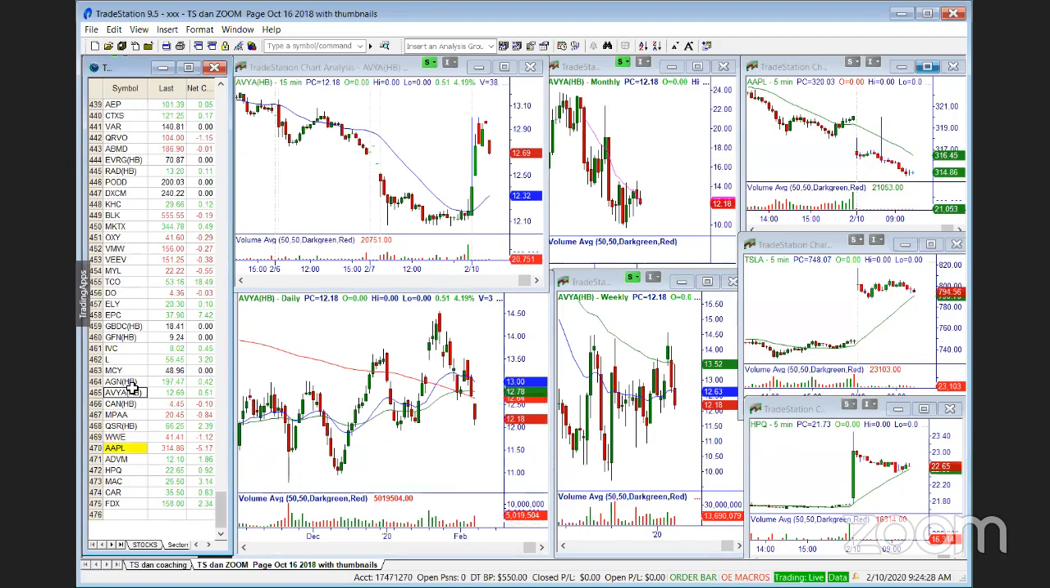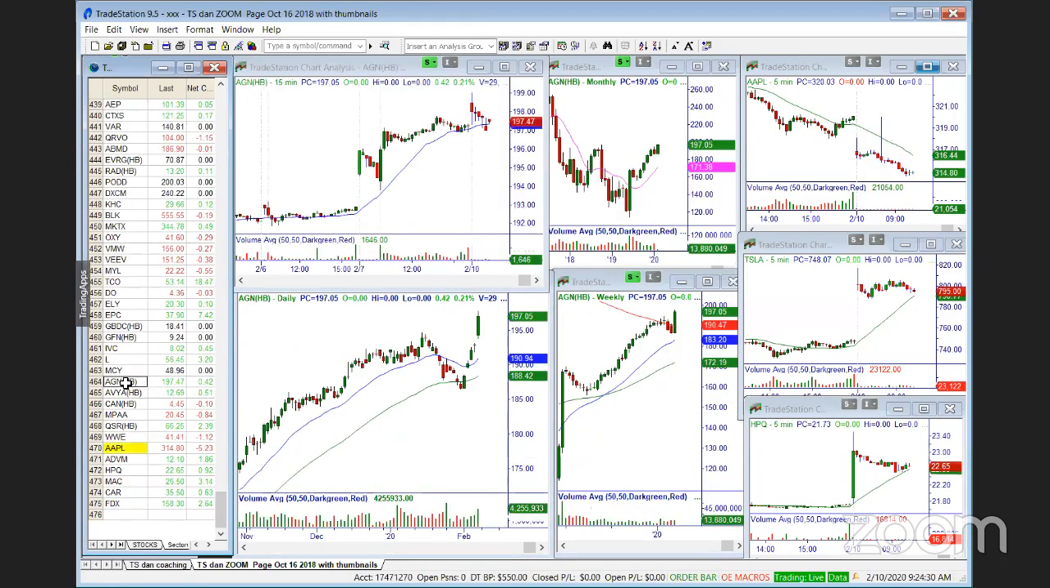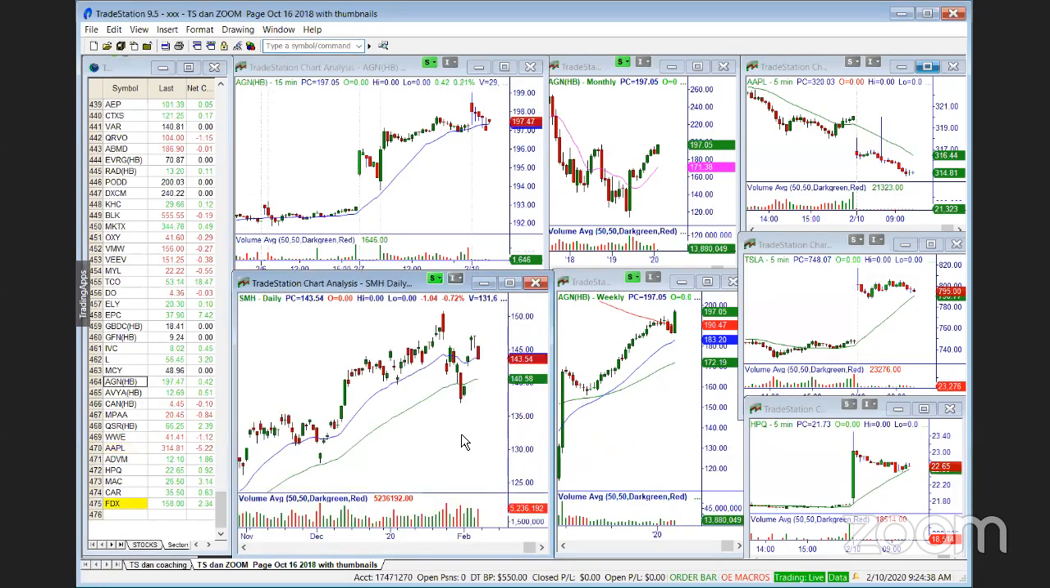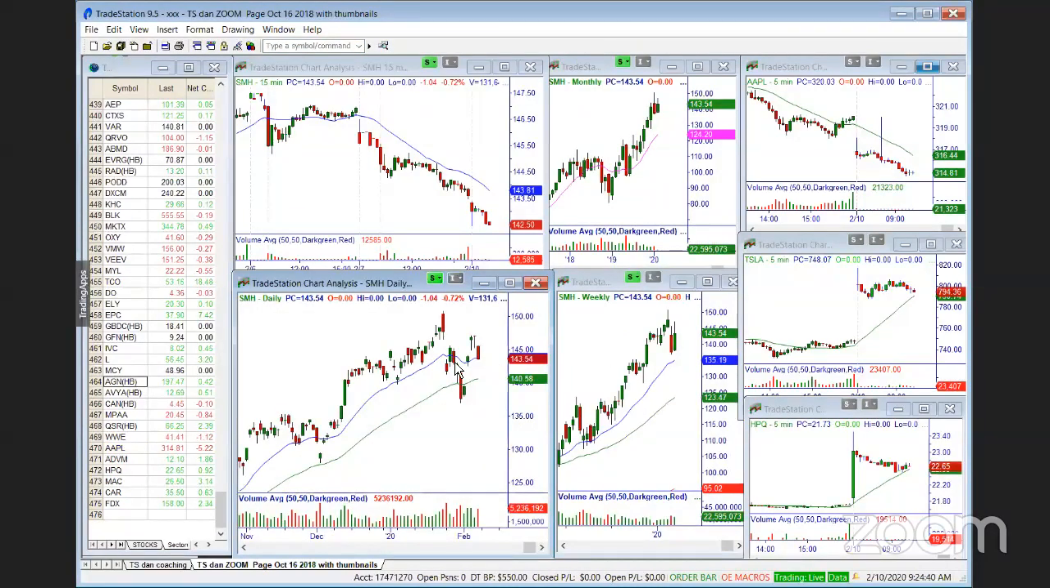1269, bullish gap and no pattern. AGN, 190, no pattern here. Semis. I gave SMHs as a bear call credit spread, but now the gap down is going to mess it up.